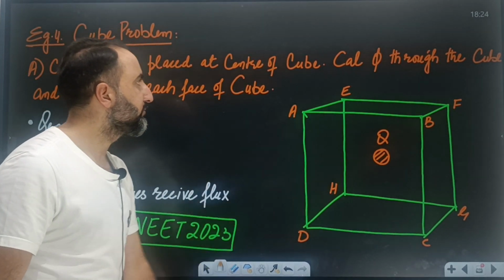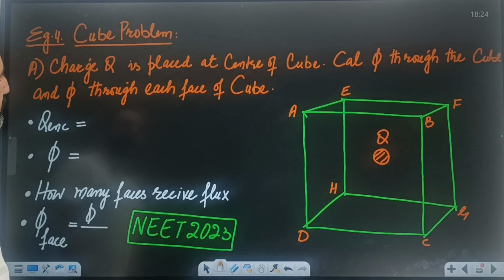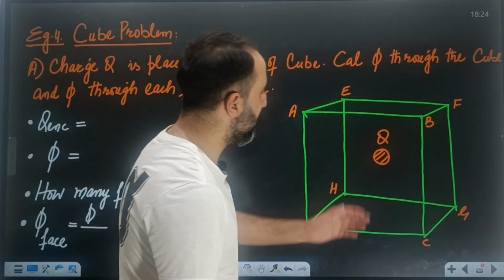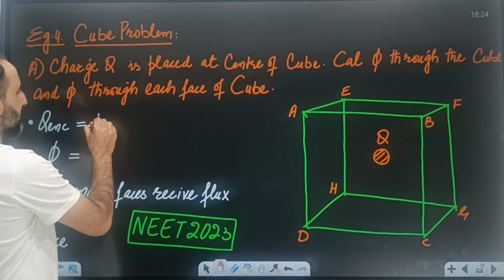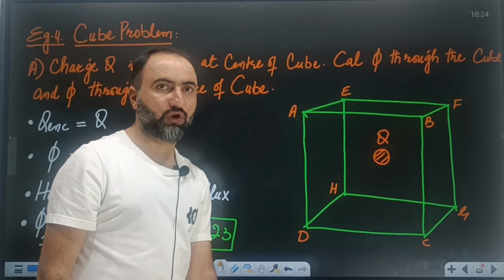See that, have a look. Calculate the flux through the cube and the flux through each face of the cube. So per face you will have to calculate the flux. Now you tell me, what is the total charge that's enclosed by this cube? The answer is big Q. ठीक है ना बेटा? That is the total charge enclosed.